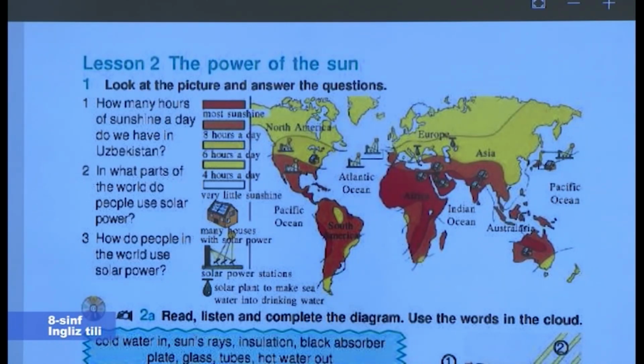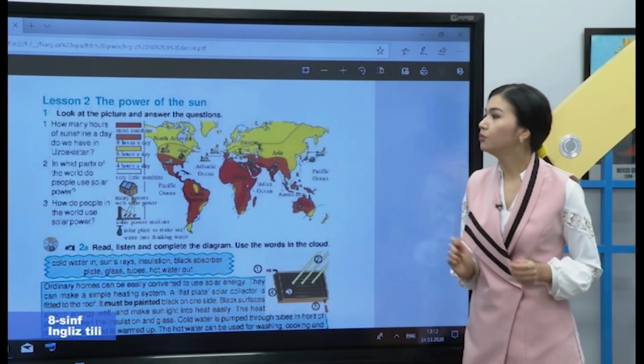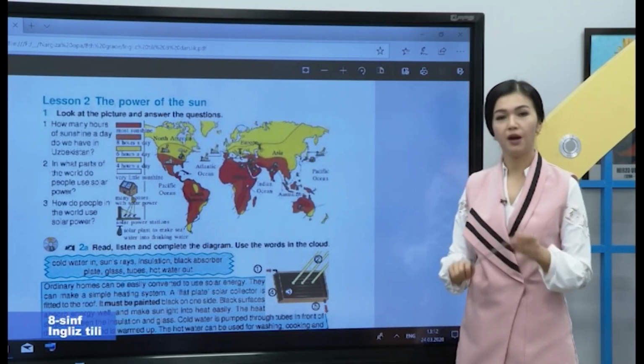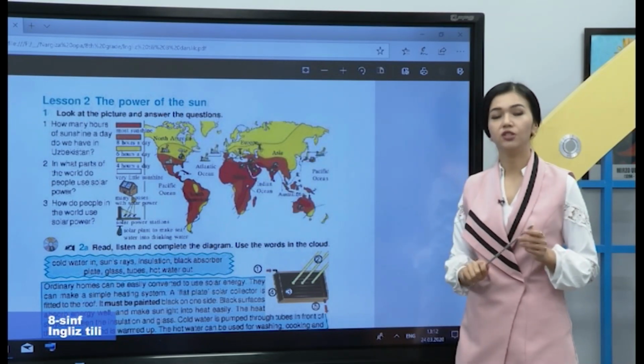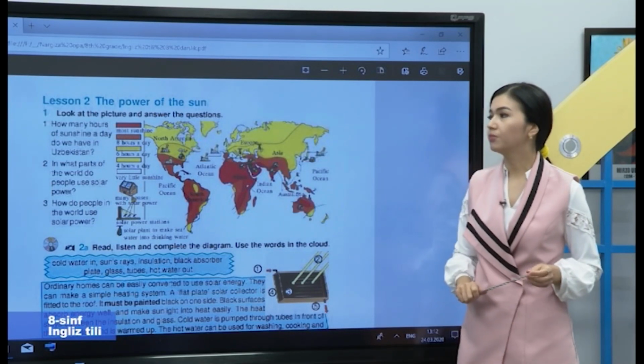And now, the second question. In what parts of the world do people use solar power? So, pay attention. In what part of the world do people use solar power?